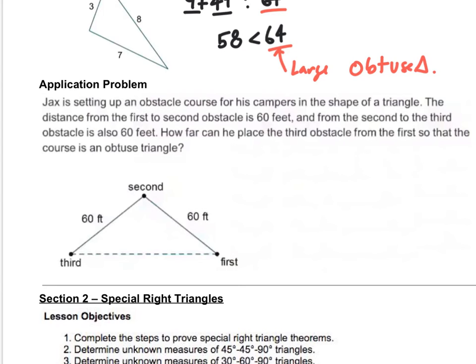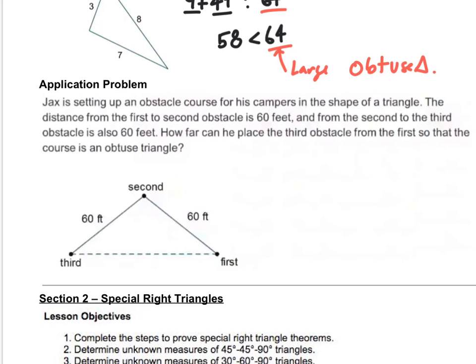Jackson's setting up an obstacle course for his campers in the shape of a triangle. The distance from the first to second obstacle is 60 feet, and from the second to the third obstacle is also 60 feet. The question is how far can he place the third obstacle from the first so that the course is an obtuse triangle? Obviously, this is going to be our longest side.